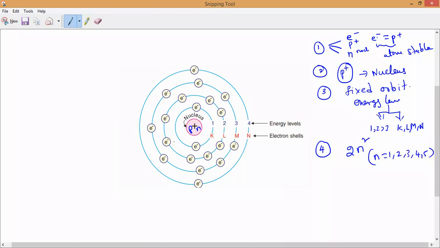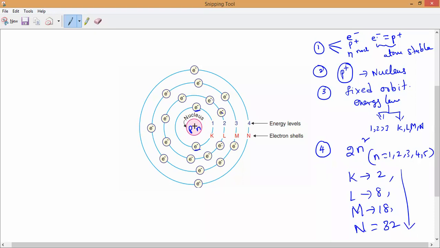Now the first cell we represent with K. In the K cell, the maximum number of electrons we can fill is 2. In the L cell, the maximum is 8. In the M cell we can fill 18, and in the N cell we can fill 32. Like that, it keeps on increasing. Now let us count for the L cell, how many?